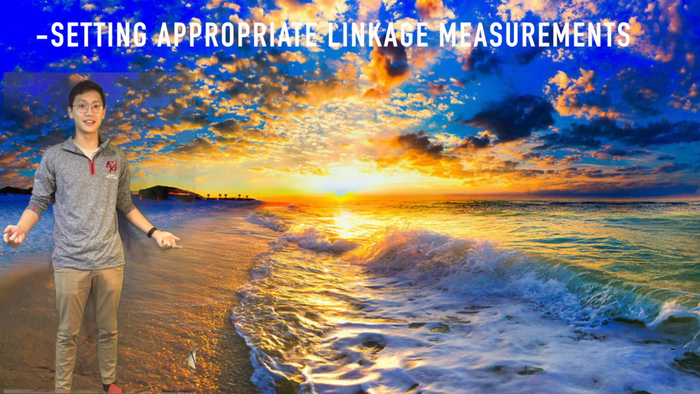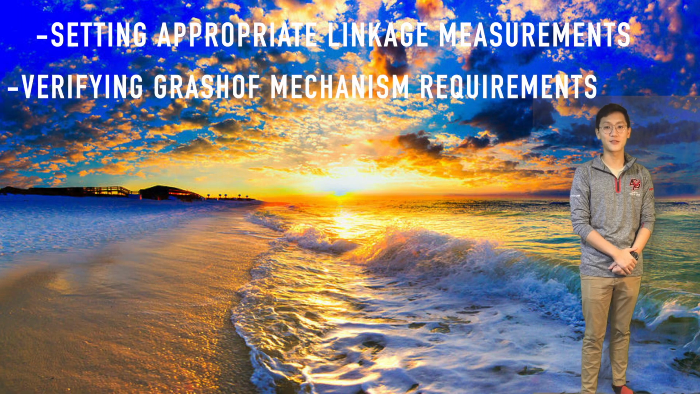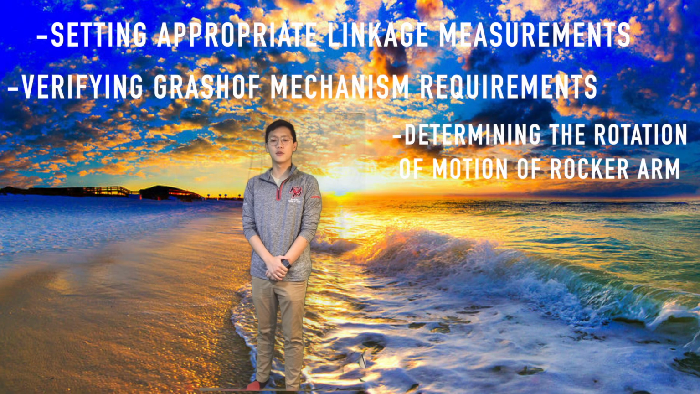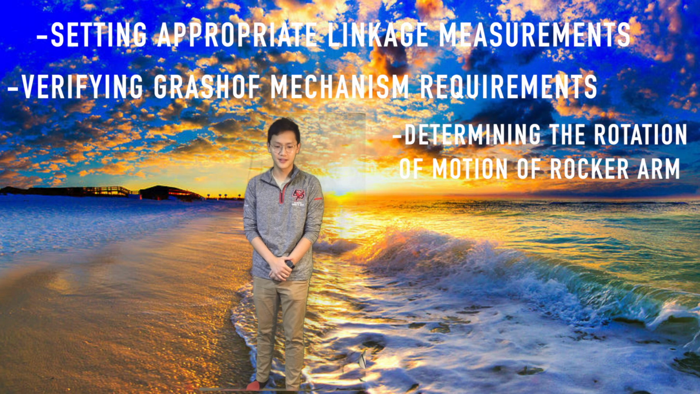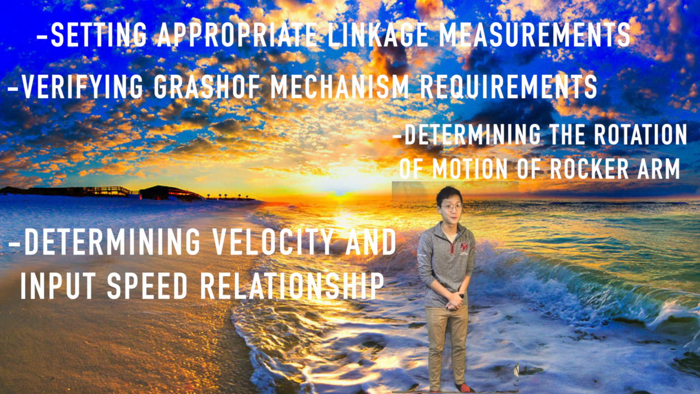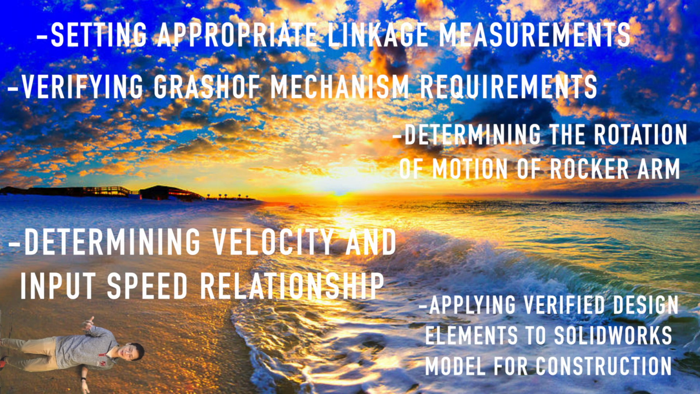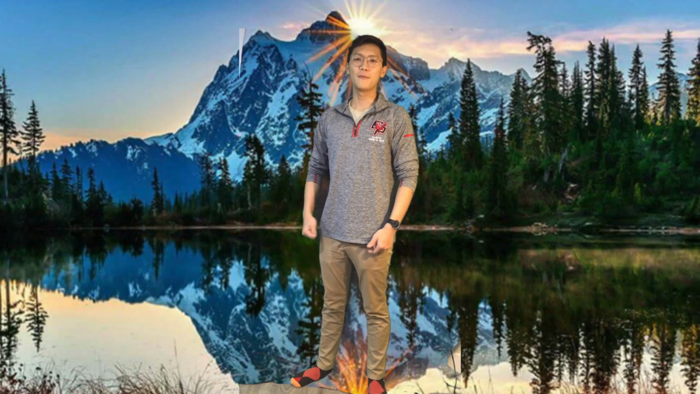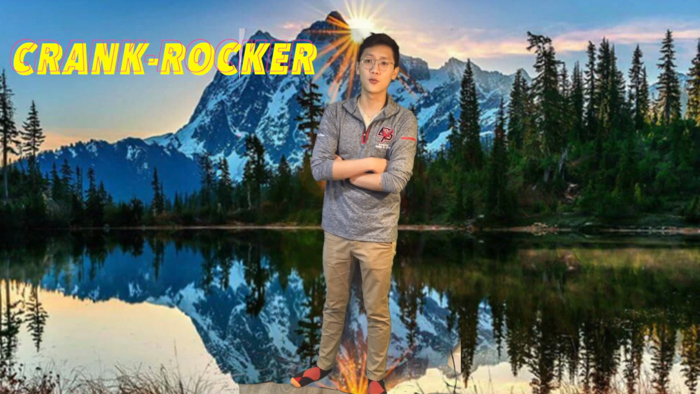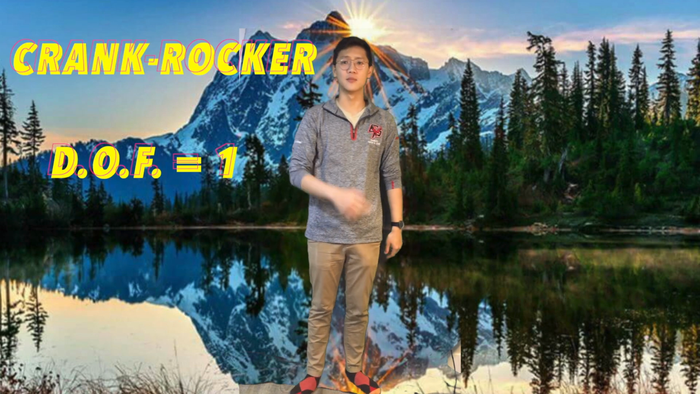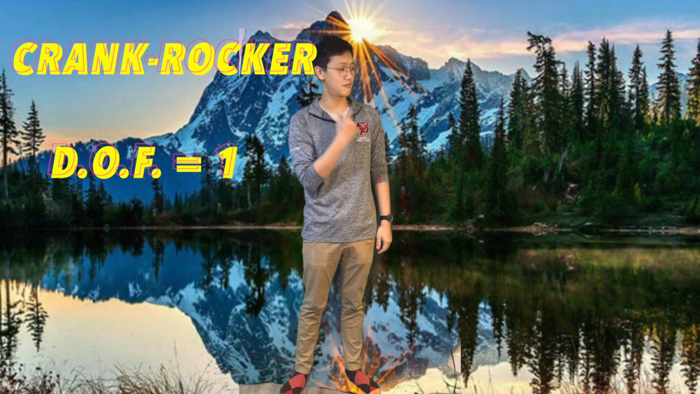So basically, we had 5 main goals for this project, which included, but were not limited to, setting appropriate linkage measurements, verifying Grashof requirements, determining the rotation of motion of the rocker arm, determining velocity and input speed relations, and applying verified design elements to the SolidWorks model for construction. Our mechanism was analyzed as a crank rocker with a single degree of freedom. This was given by the definition of a crank rocker.